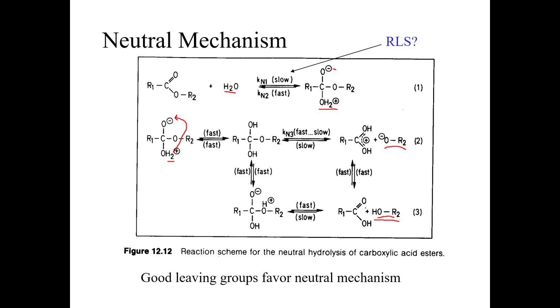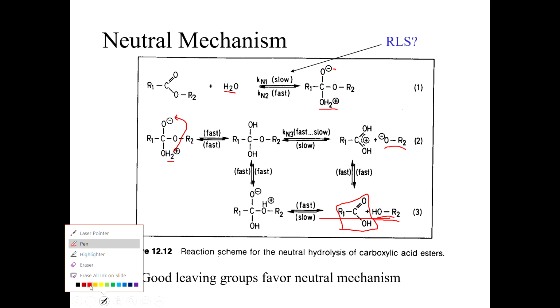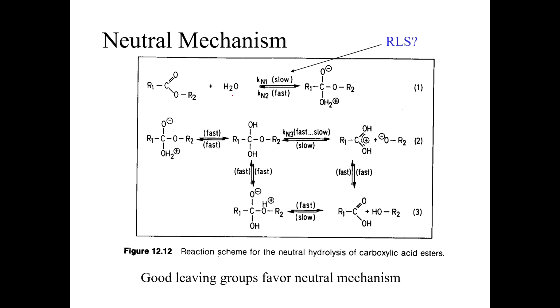This can lose its proton, or you can go this route, and either way you end up with carboxylic acid here as your product and the leaving group. Okay, so the way that you know that this is neutral is by the fact that water is the nucleophile, and you end up with neutral chemicals here. There's just enough protons to go around, which is how you know it's occurring at a neutral pH.